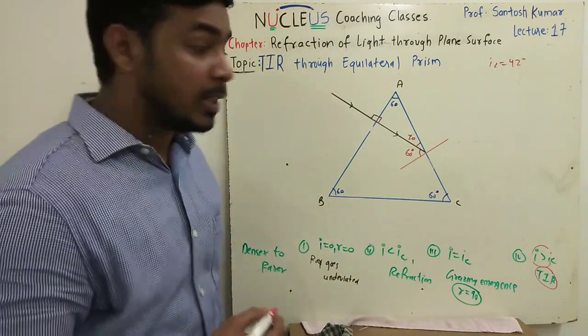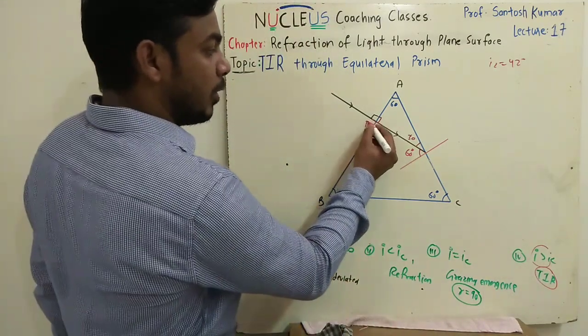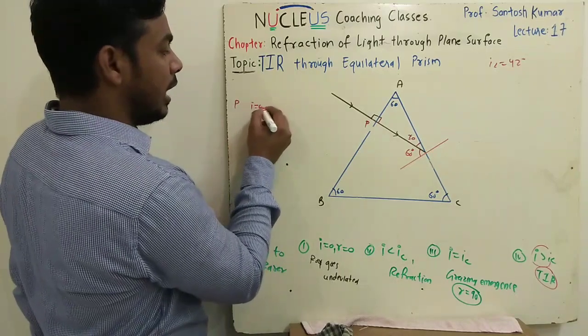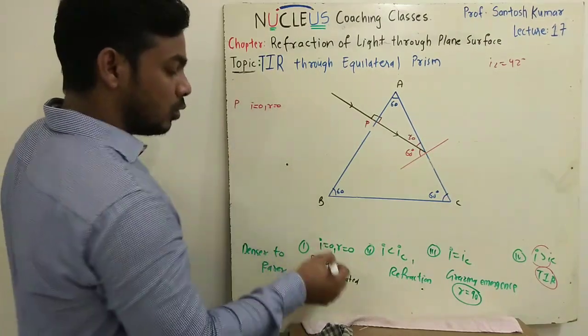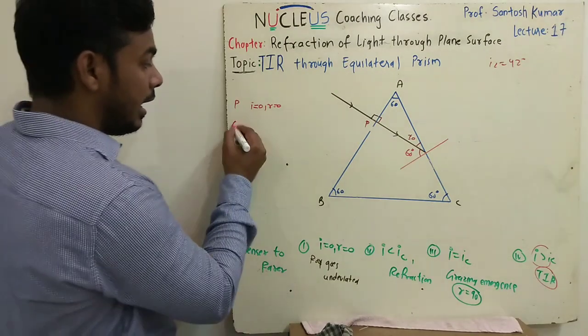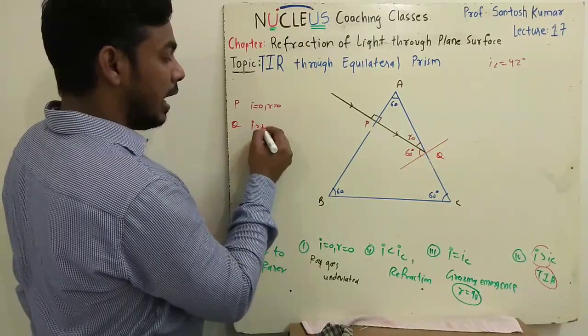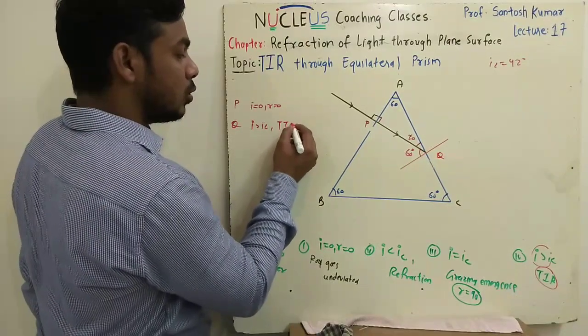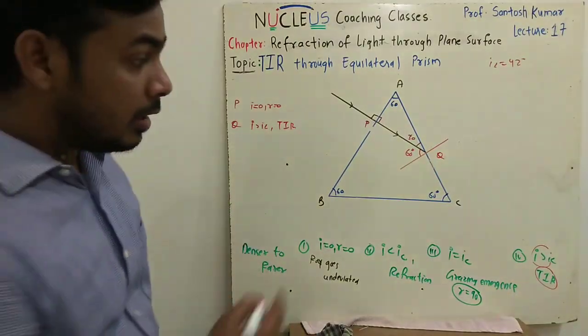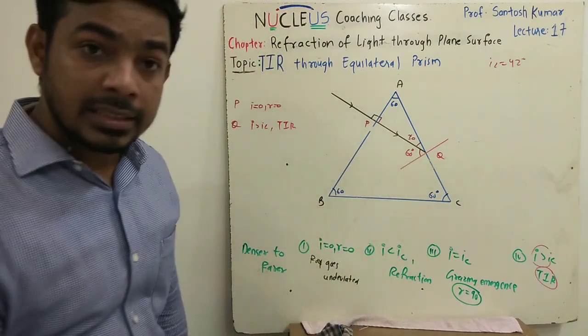So what will take place over here? So can I say at this point P, i was 0, r was 0, so the ray goes undeviated. At point Q, what happens at point Q? Come on, tell me. i is more than i_c, so total internal reflection will take place. So definitely the ray will bend by 60 degrees.